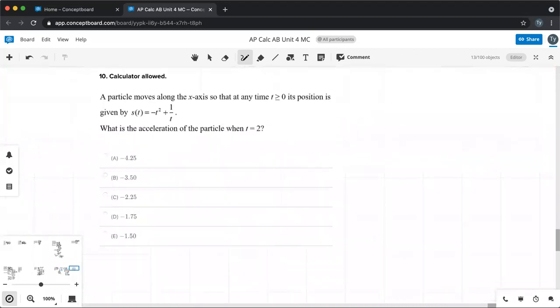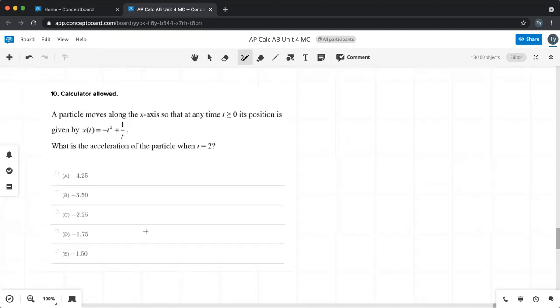All right, we almost made it. Last one, another particle motion problem. This one is calculator allowed. That might or might not be helpful. A particle moves along the x-axis so that at any time t greater than or equal to 0, its position is given by this s of t here. What is the acceleration of the particle when t is 2? This one's actually the nicest of the particle motion problems we've seen today.